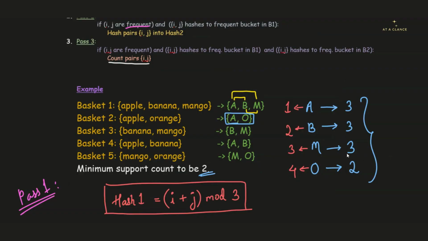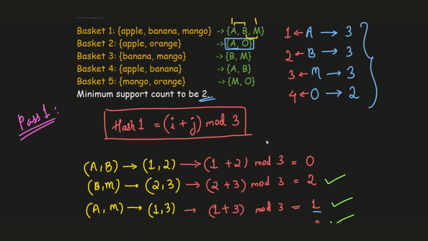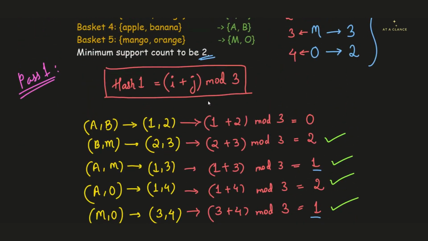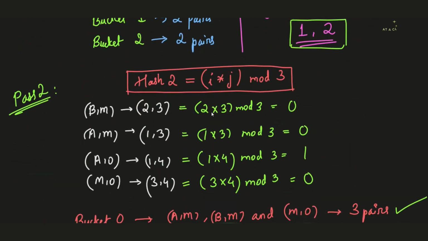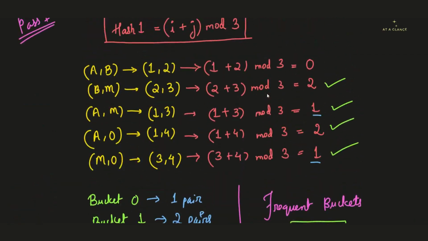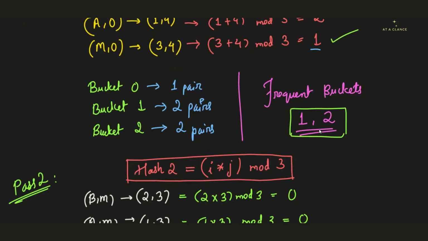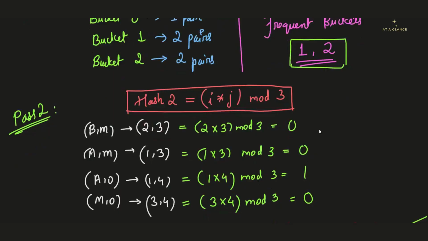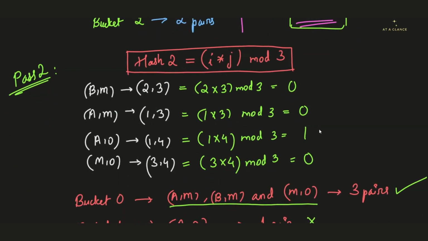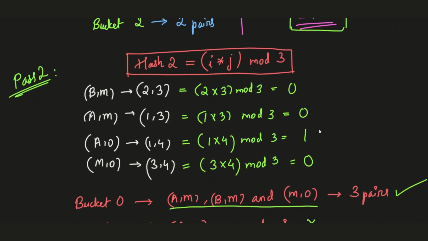And one more thing to note is that whatever hash functions you are using, for example, in pass 1 we have used this particular hash function, i plus j modulo 3. The hash function that you use in the next pass for finding the second hash table has to be different from the previous hash function. It has to be independent from the previous hash function, because if you take the same or a dependent hash function, then your result might not be correct, or you might get the same pairs in the same bucket.